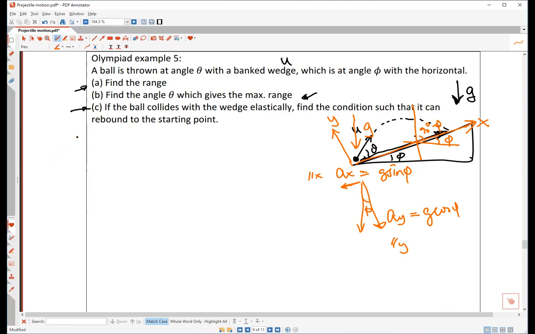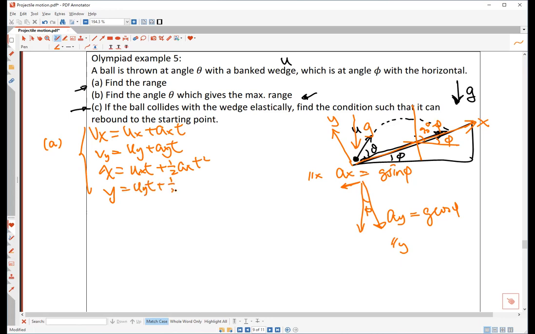And for part A, to find the range, similar to the last question, we start from the most fundamental formula, and then go on to derive everything that we need. And then similarly for the initial velocity, you also need to decompose it along the x-axis and the y-axis.